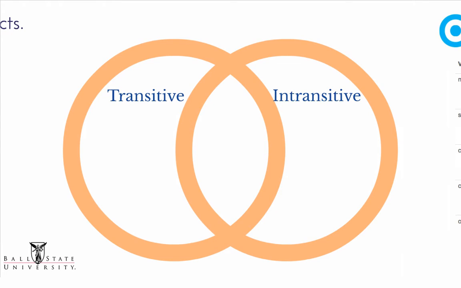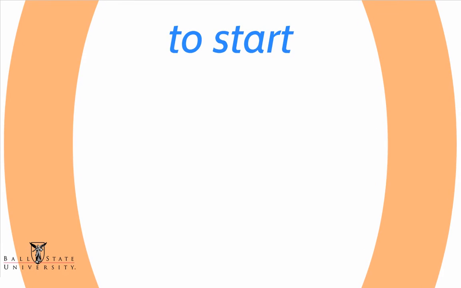Other verbs in English can be both transitive and intransitive, depending on the context. That means sometimes these verbs need direct objects, and sometimes they don't. Let's look at the verb to start, for example. Class starts. Here the verb starts is intransitive. It doesn't need a direct object to complete the meaning of the sentence.